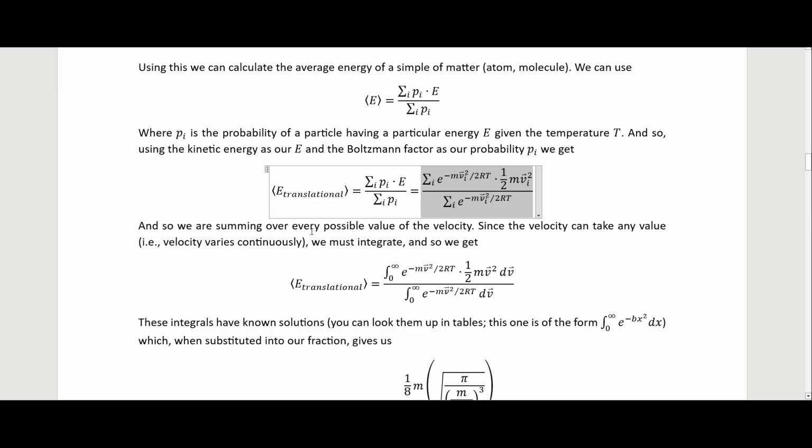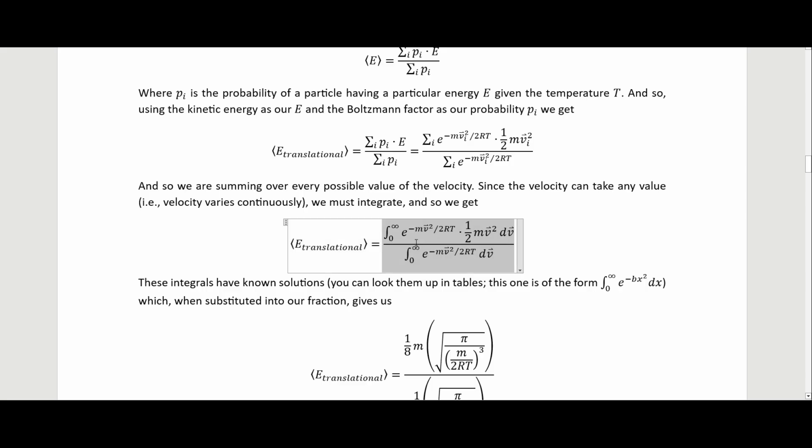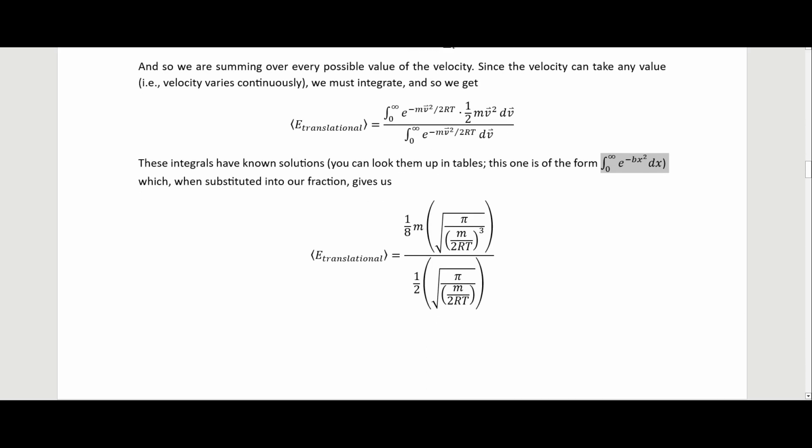And so we are summing over every possible value of velocity. Since the velocity can take any value, in other words, velocity varies continuously, we have to integrate rather than doing these sums right here. And so we end up with this right here. These integrals have known solutions. You can look these up in tables. For instance, this one has this form right here. And when we evaluate these integrals, we end up with this right here as our translational energy.